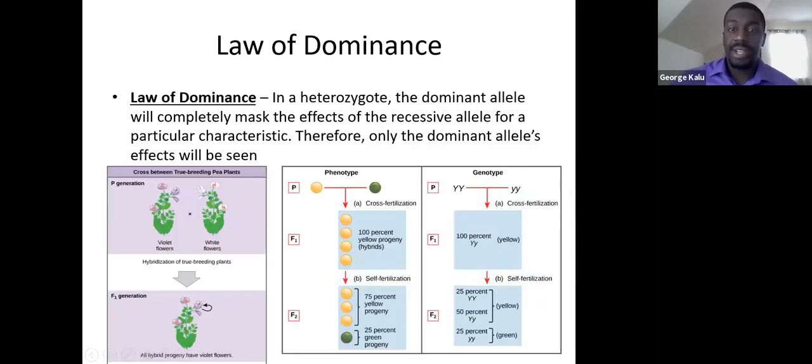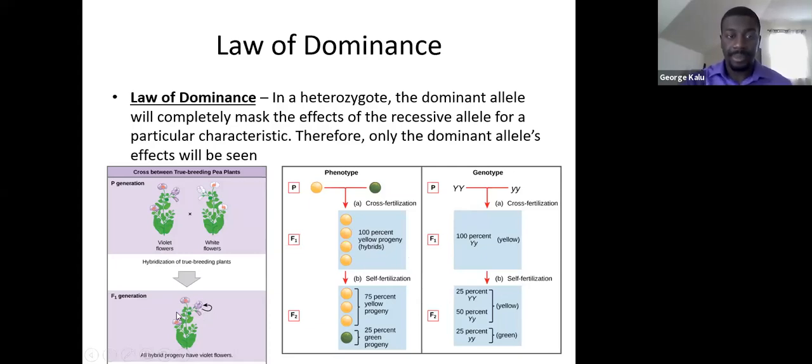The law of dominance tells us that in a heterozygote, the dominant allele will always completely mask the recessive allele. Here we have our big Y, little y. The dominant allele, the yellow allele, is always going to mask the recessive one, the green one. Therefore, only the dominant allele is going to be seen. That's going to be the only effect seen in a heterozygote, and that's what we see here with these pea seeds. If we also look at the flowers, we're going to see the same general trend. Here we have purple flowers in our pea plants, and here we have white flowers. In the F1 generation, we're going to form heterozygotes, but they're always going to be purple.